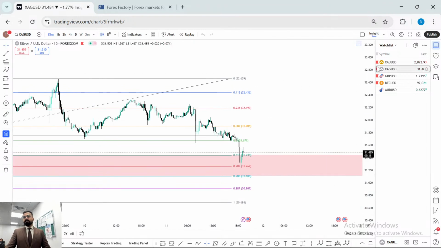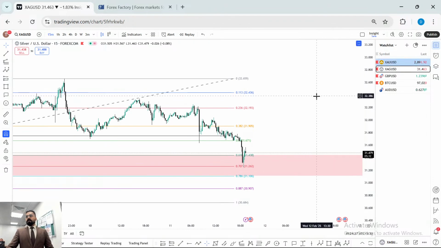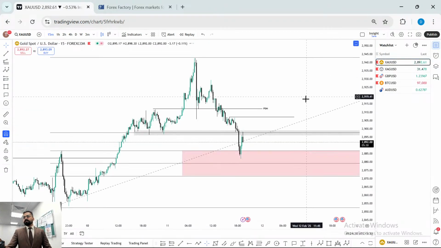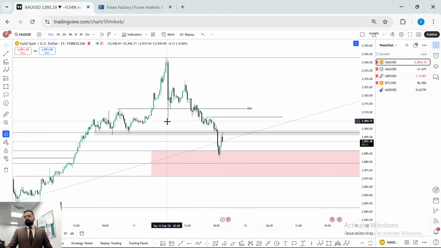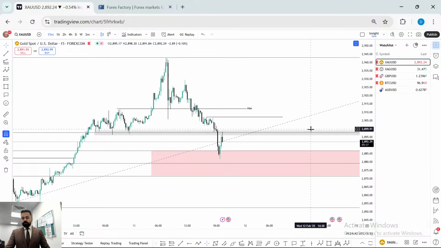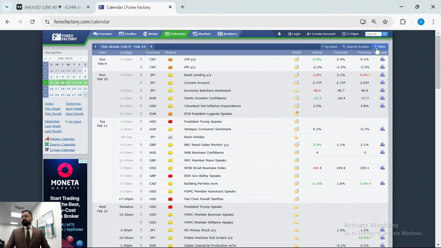Similar things, same like gold, similar things are happening in the silver as well. So again, we have to wait. The news is there as well, so we have to wait for this high to break. Once this high is breaking, then we can look for the buy opportunity. That is good. Well, there is basically, at 7 p.m., a speech from the Federal Reserve.